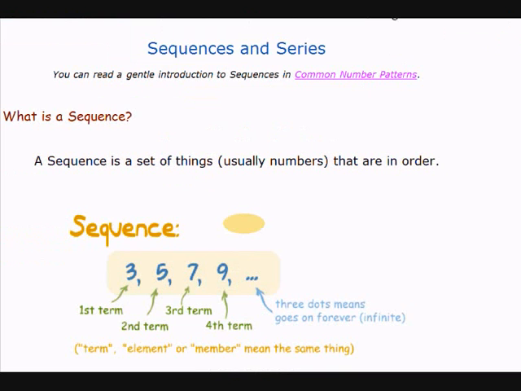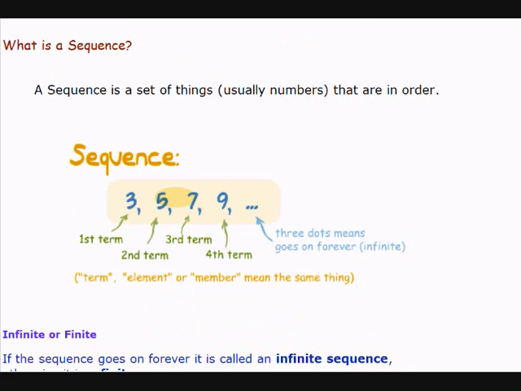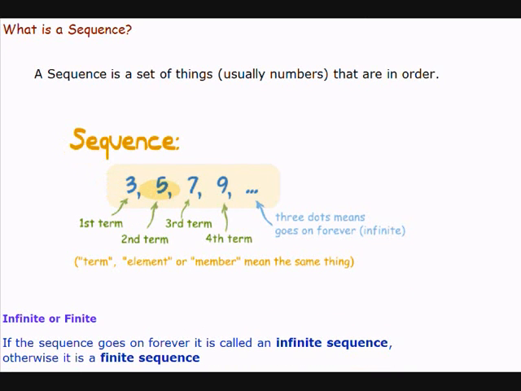Sequences and series. A sequence is a set of things, usually numbers, that are in order. In the previous example, we saw a sequence of coins and the size, matchsticks and the size of the matchbox. Now here we will look at numbers so that everything else will be a lot easier. For example, take this sequence here: 3, 5, 7, 9, etc.